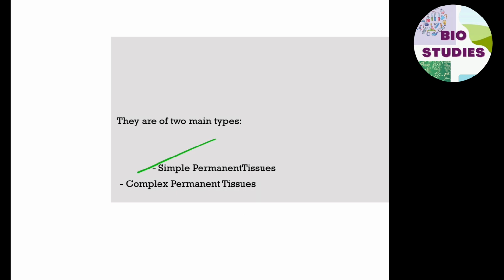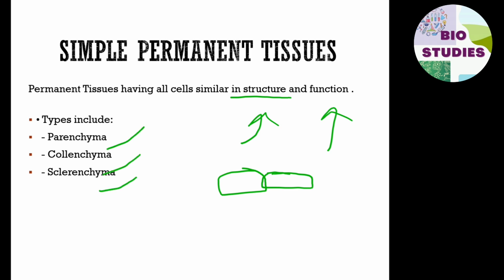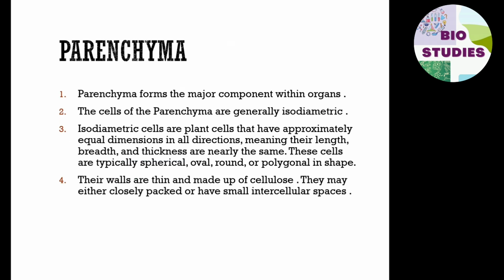I have already told you these are of two types, simple and complex. So let's start with the simple permanent tissues. Very easy. Simple means all cells are similar in structure. We all know tissues are made up of cells, and here the cells are similar in structure and function. And these are of parenchyma, collenchyma and sclerenchyma types.